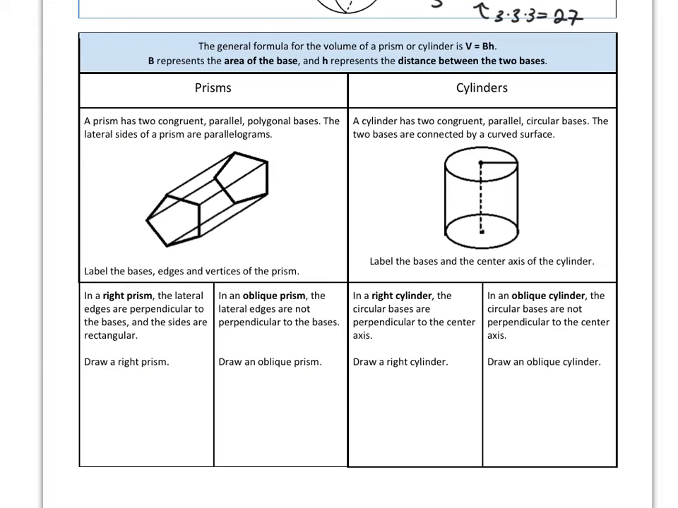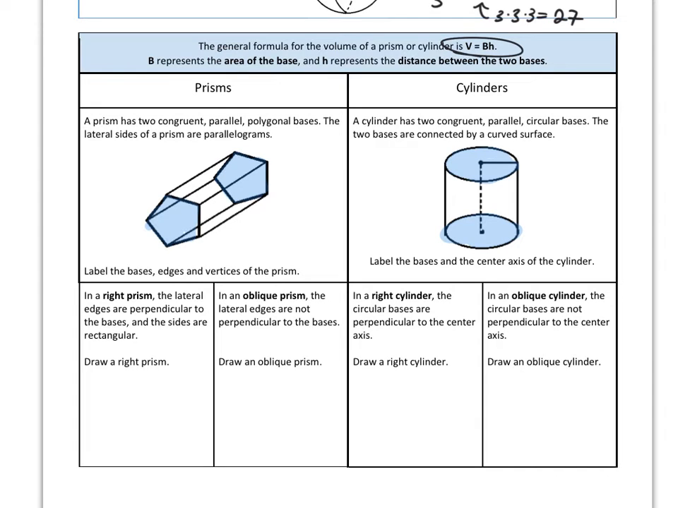Now let's take a look at prisms and cylinders. The formula for the volume of both of these is the same. It's equal to the area of the base times the height. The bases of prisms are parallel to each other. I'm shading the bases of my pentagonal prism. It's pentagonal because the shape of the base is a pentagon, and I'm shading the bases of my cylinder as well. Cylinders have circular bases. So you can see that both cylinders and prisms have parallel bases.